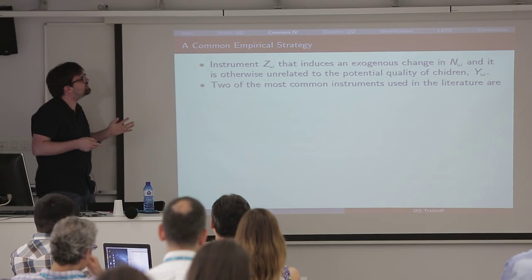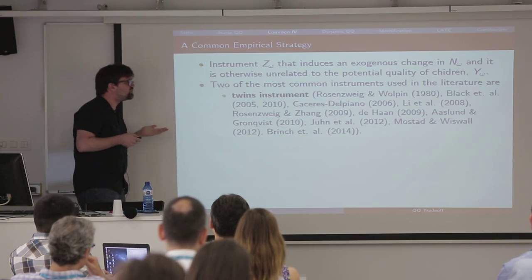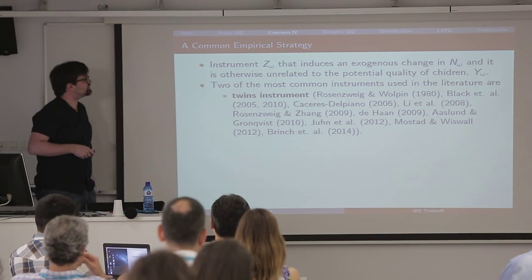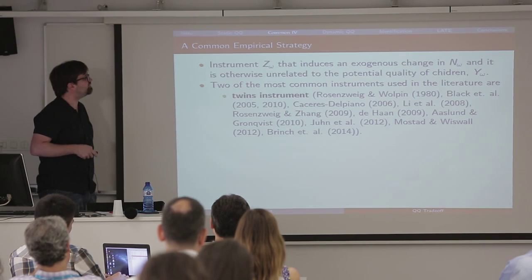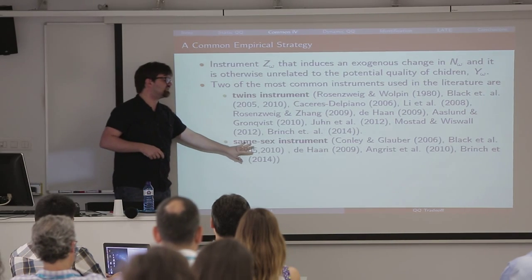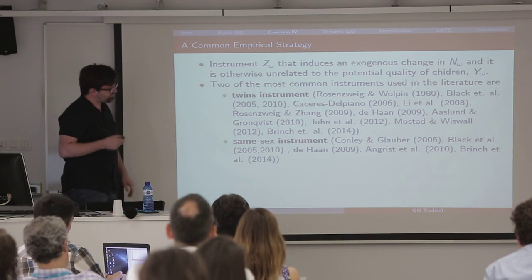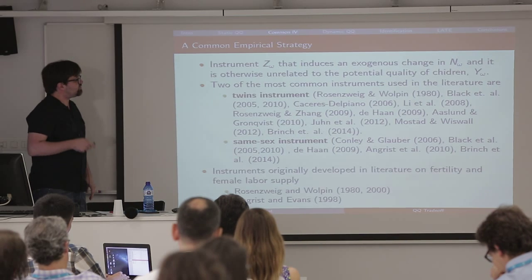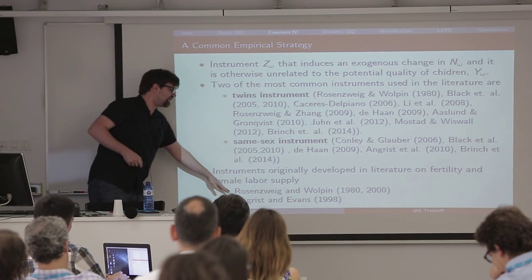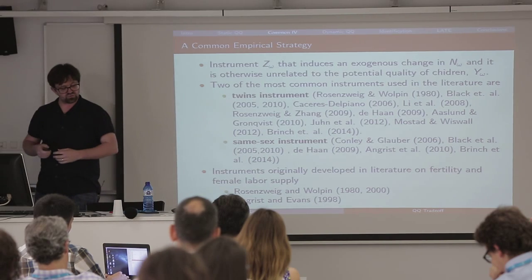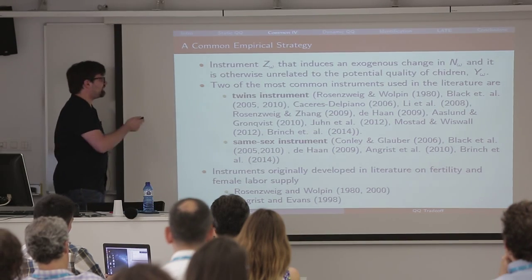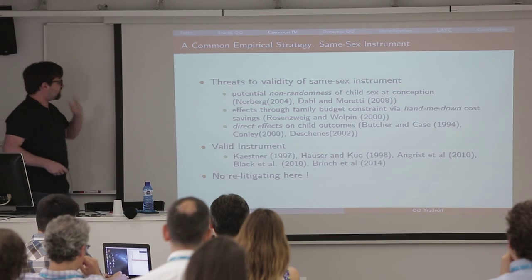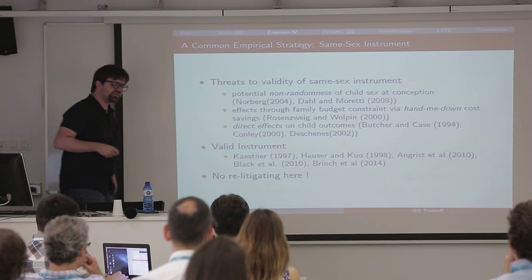Okay? And two of the most common instruments that people use in the literature are the twins instrument, which has a growing literature that uses it, starting with Rosenzweig and Wolpin, and the same-sex instrument, which is the one I'm going to talk about today, because we have data on this, we don't have data on the other. These instruments were originally developed in the literature on the effect of fertility on labor supply, but they have subsequently been applied to the question of the effect of family size on child outcomes. So there has been a ton of work on the validity of these instruments.